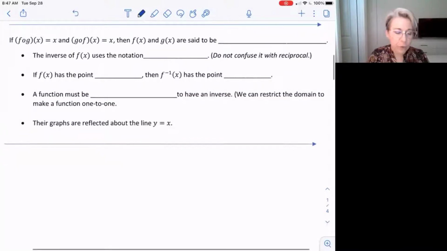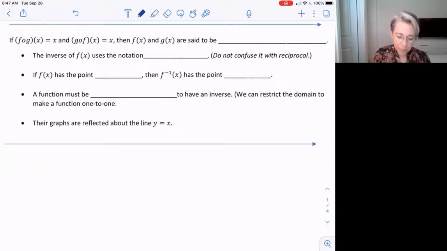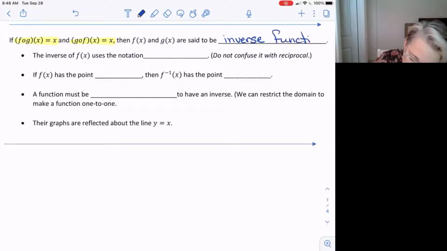Now, if graphs are one-to-one, we can look at their composition of each other. Let's say we had two functions, f and g. If we took f of g and got x back, and then reversed it and took g of f and got x back, then f and g are said to be inverse functions.